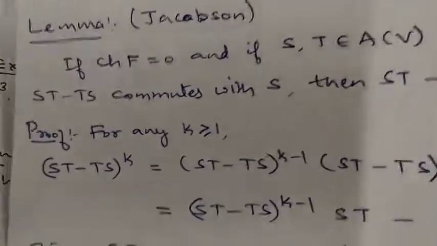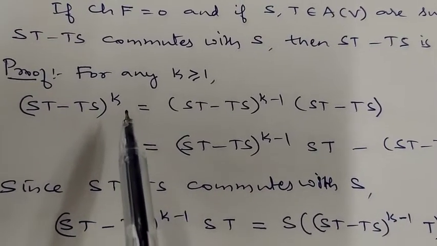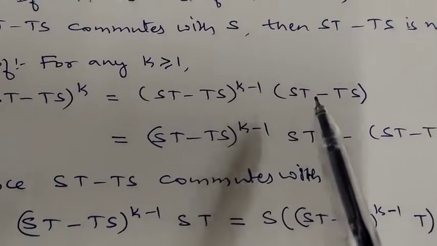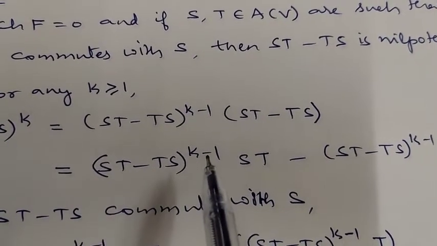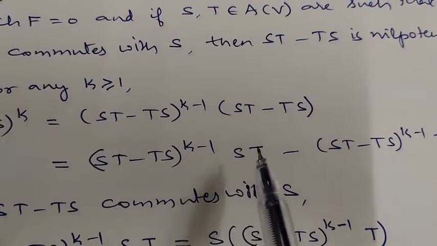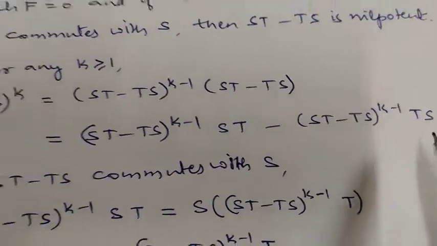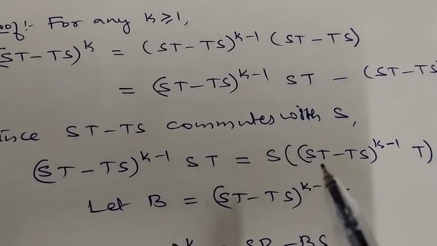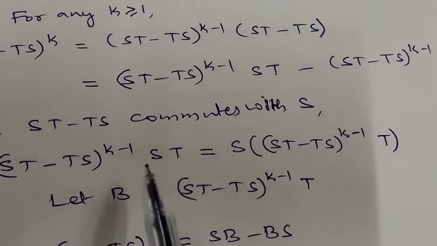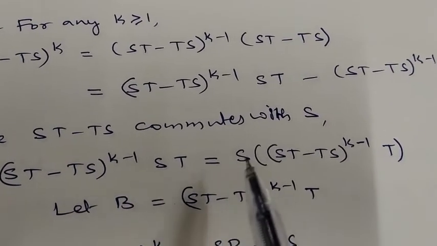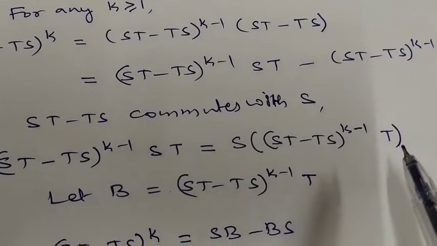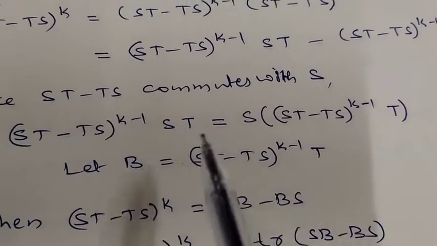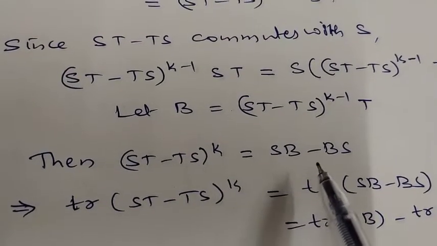For any k greater than or equal to 1, consider (ST minus TS) power k. This can be written as (ST minus TS) power k minus 1 into (ST minus TS), which is (ST minus TS) power k minus 1 into ST, minus (ST minus TS) power k minus 1 into TS. Now ST minus TS commutes with S, so (ST minus TS) power k minus 1 into S times T is S times (ST minus TS) power k minus 1 into T. Let B be the transformation (ST minus TS) power k minus 1 into T. Then the above expression (ST minus TS) power k becomes SB minus BS.